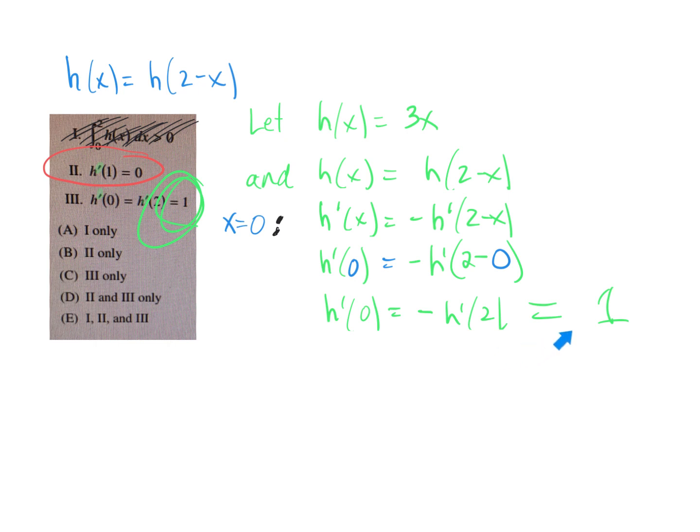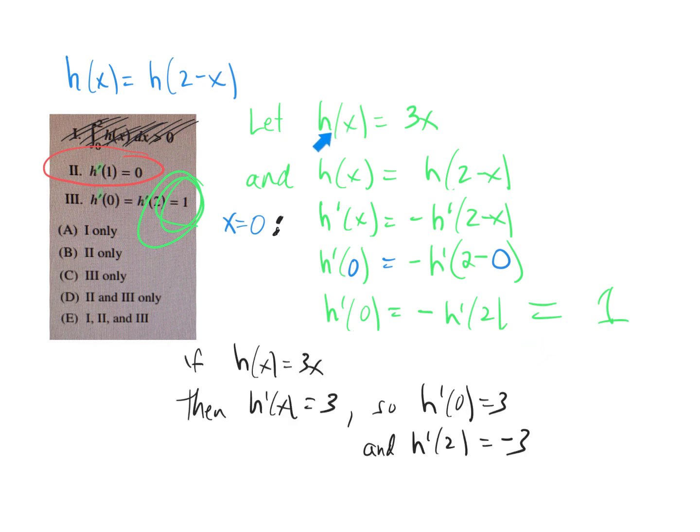Why would that be the case? After all, if h of x was 3x, then h prime of x would be 3, and h prime of 0 would be 3, and the opposite of h prime of 2 would also be negative 3, neither of which is equal to 1. So it's an easy rule out. That's not true. Doesn't have to be true at all. So the only answer for this problem is B.